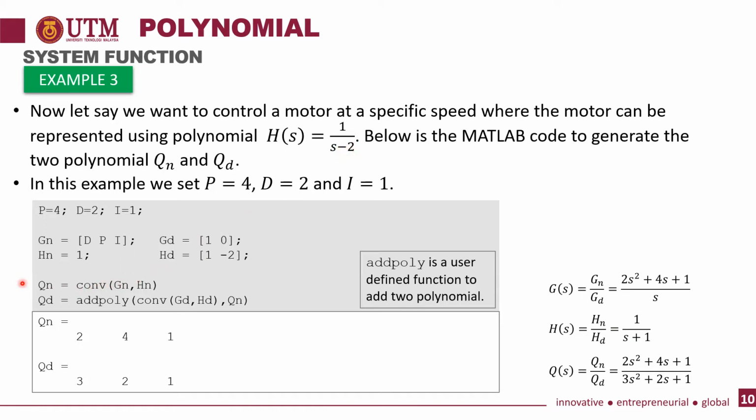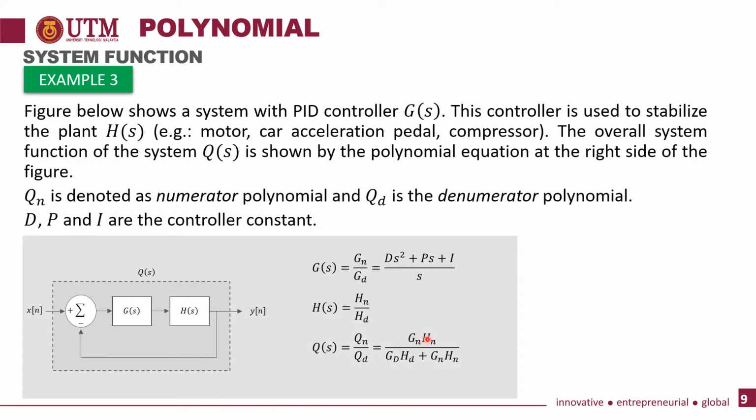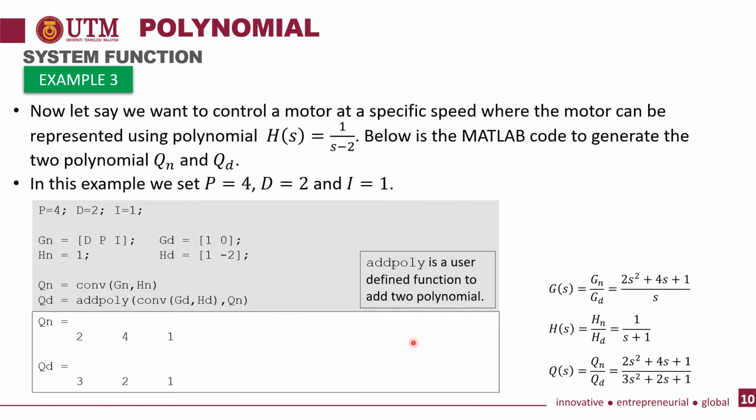So qn is actually the multiplication of gn and hn. For qn you will get s squared plus 4s plus 1, which, when you go back to this one, is gn multiplied by hn. And qd is equal to gd multiplied by hd plus the same term as above. So you will get these answers: qd will become 3s squared plus 2s plus 1. You can test this code in order to further understand the system function.